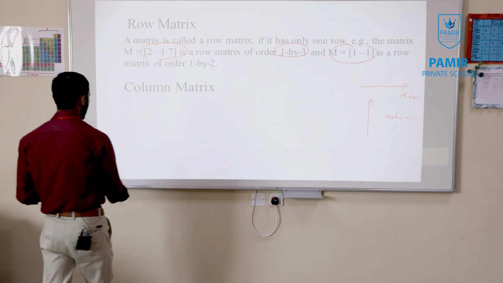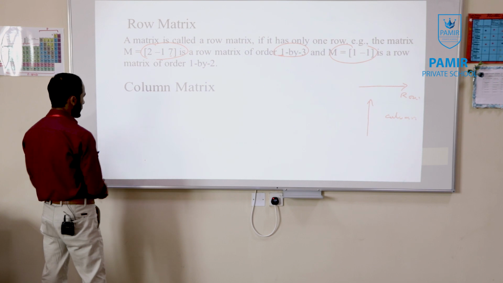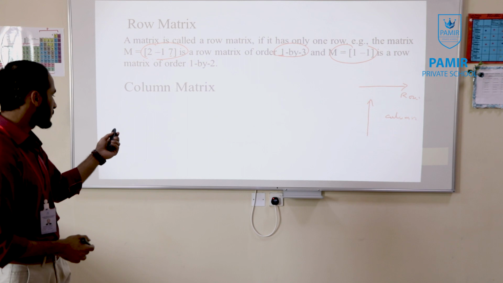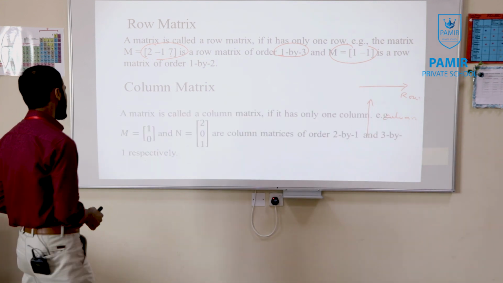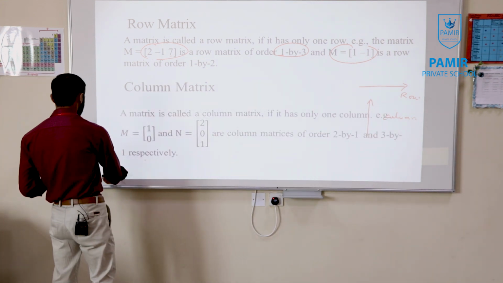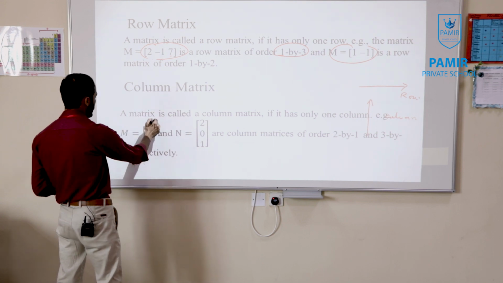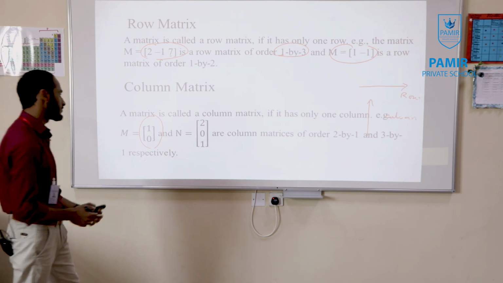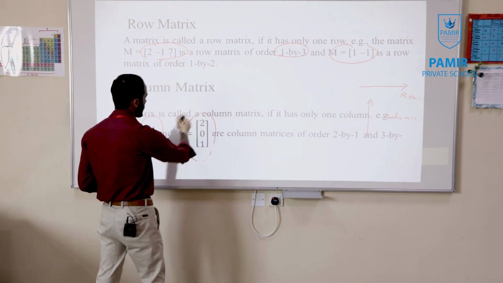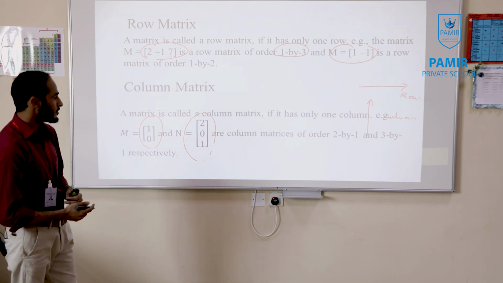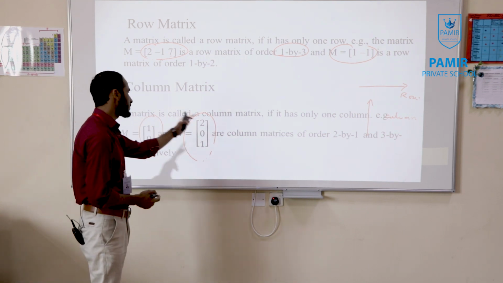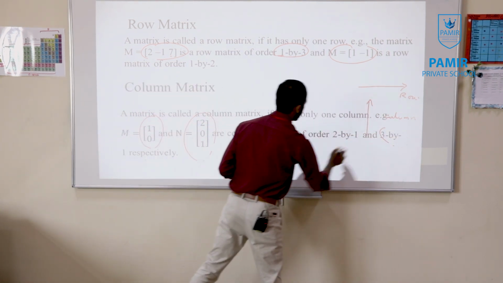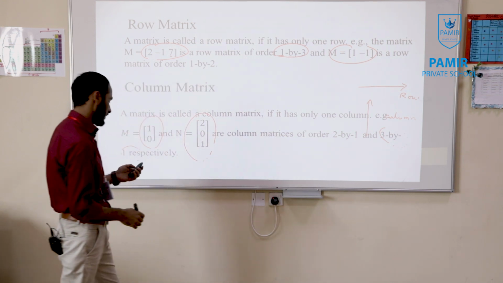And then we have a column matrix. A column matrix is defined as a matrix with only a single column. Then we call that matrix a column matrix, as mentioned in the example. Here the order of a matrix has 2 rows and 1 column, and in the second matrix we have 3 rows but only a single column, so we call it a column matrix. The order of the second matrix is given as 3 by 1.